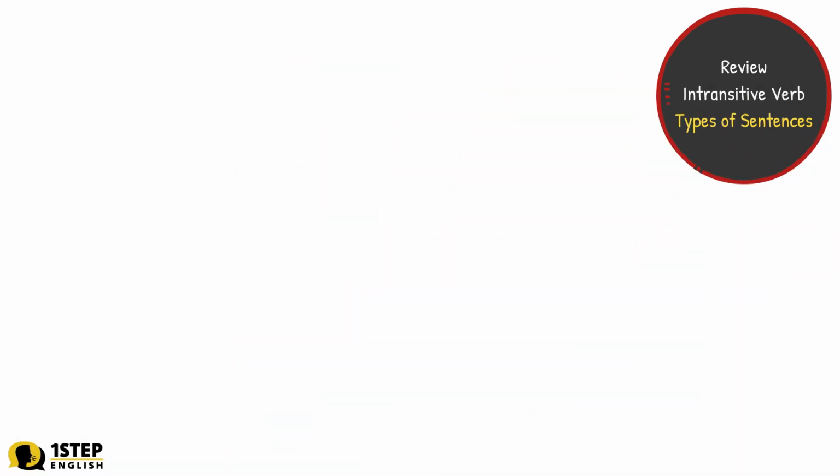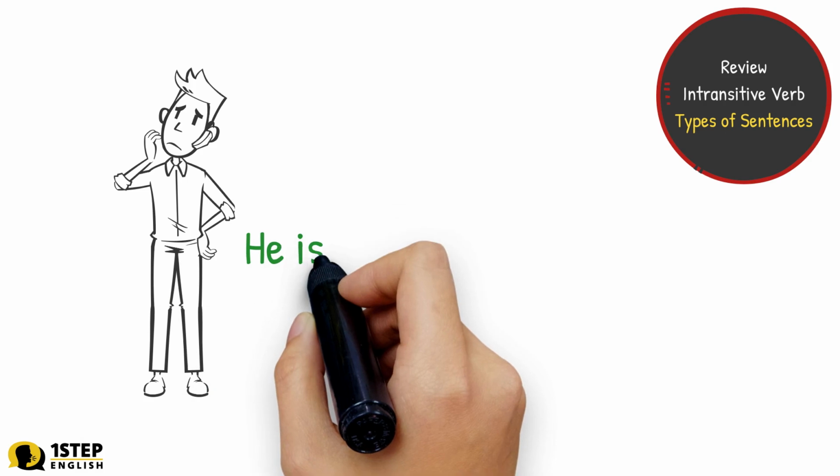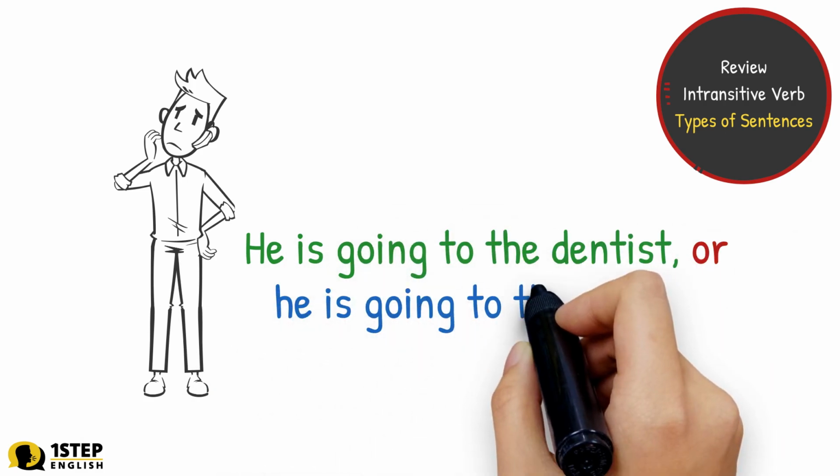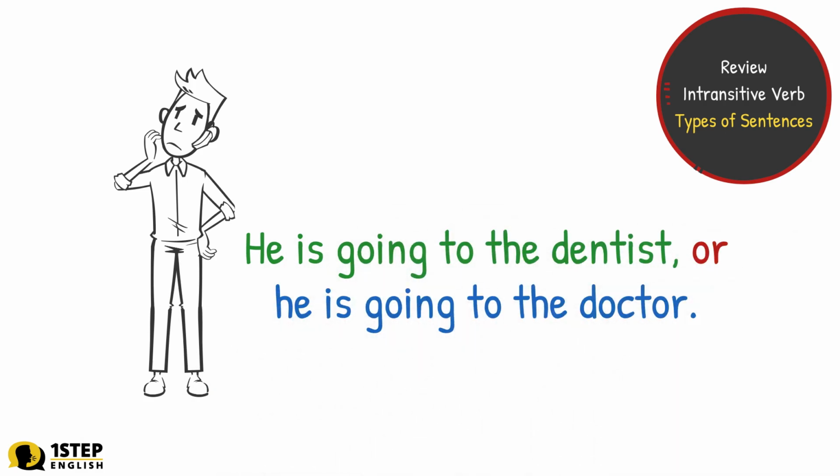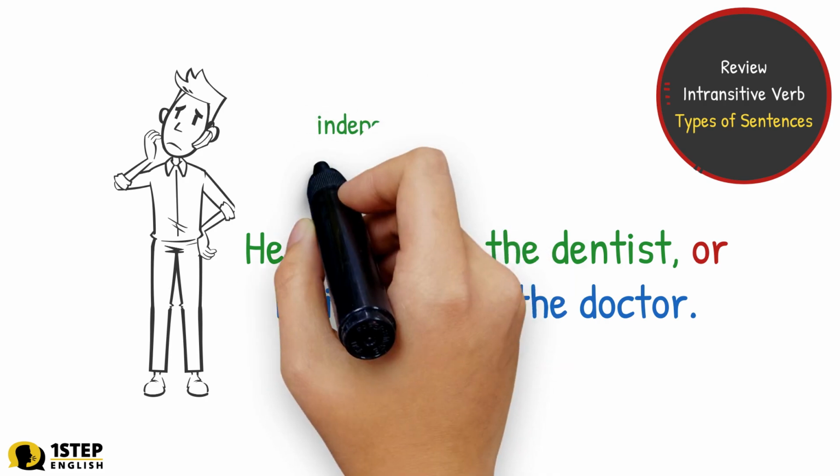Another example. He is going to the dentist, or he is going to the doctor. The clause, he is going to the dentist, is an independent clause, where he is the subject, is going is the action, and a complete thought is expressed.